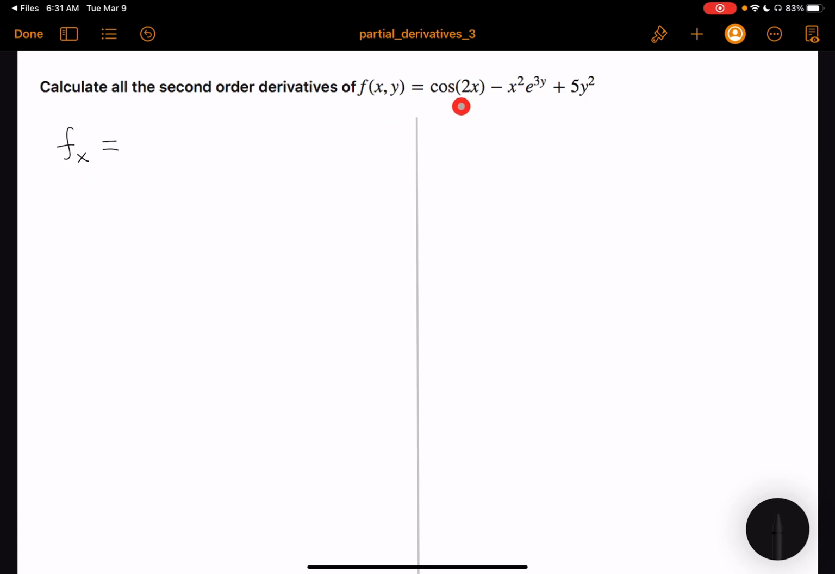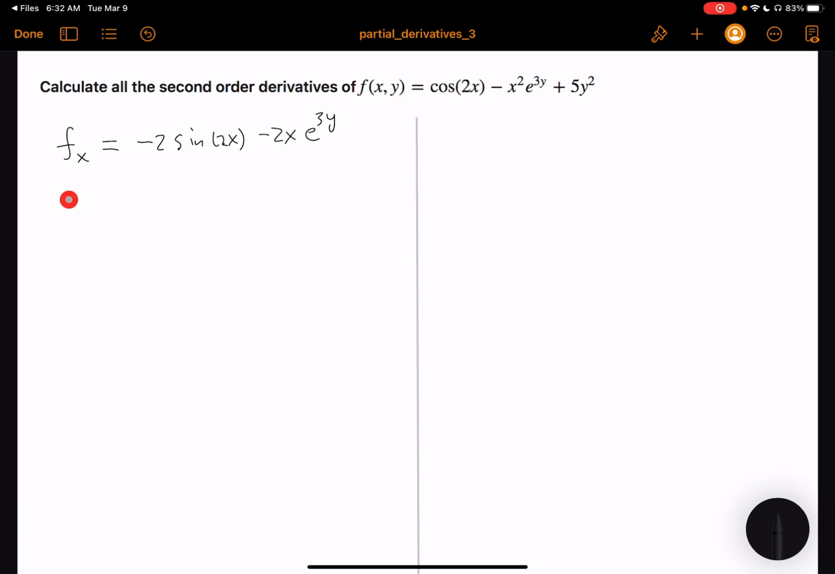The derivative with respect to x for the first item is -2 sine 2x. The derivative of the second item with respect to x is -2x e to the 3y. And for the third item, because it does not have x in it, when you take a derivative with respect to x, it's like a constant. The derivative of a constant is 0. So the third item is 0.